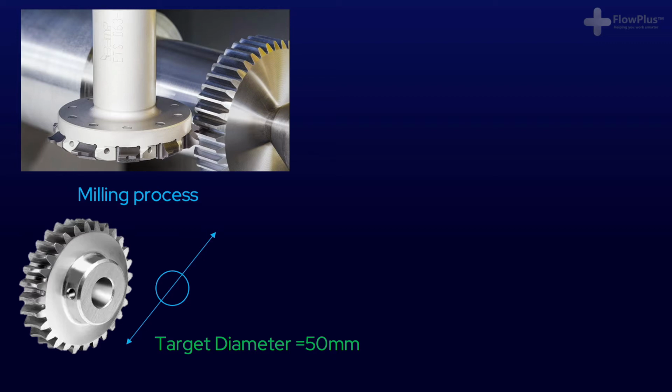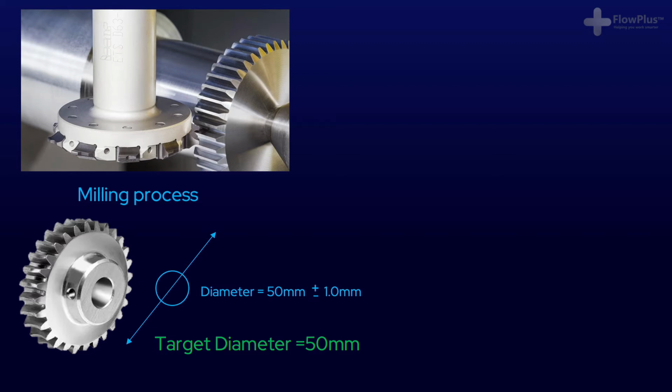Let's imagine the customer is happy with a gear diameter of 50 mm plus minus 1, meaning as long as it's more than 49 and less than 51, it is termed a good product that the customer is happy to accept. Anything outside these limits would be classed as a defect and not accepted by the customer.